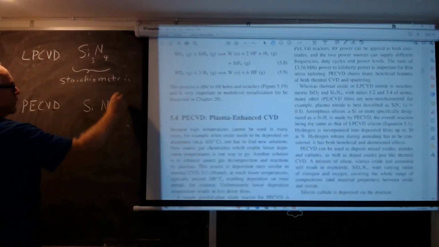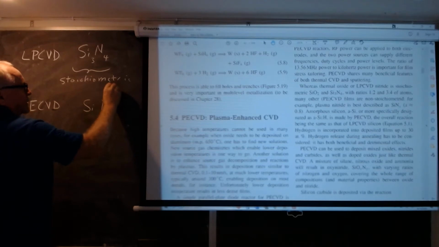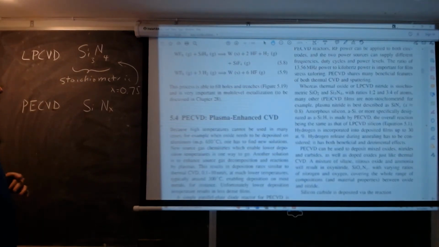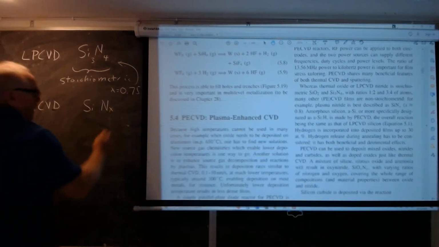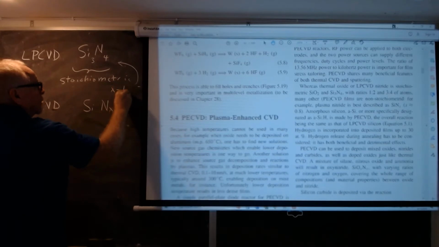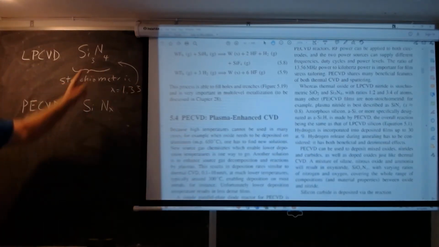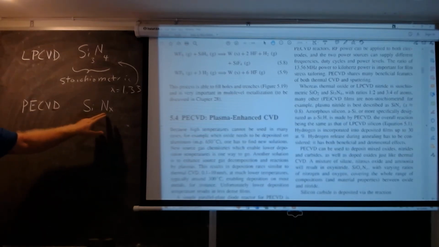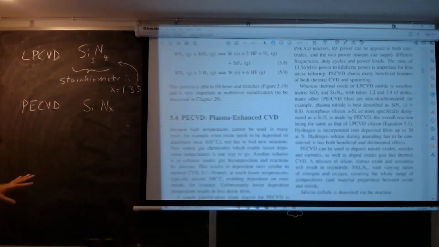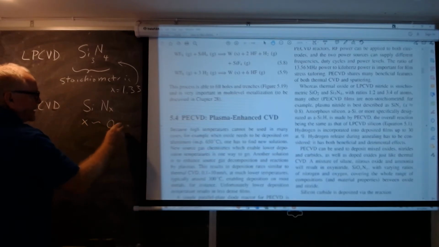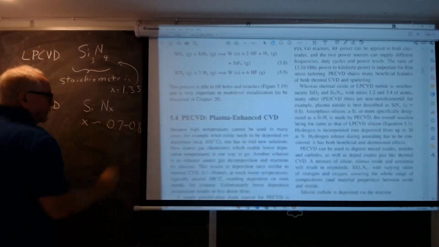X here, okay, the way to think about this is that X equals 0.75 would be stoichiometric, meaning, the other way around, X equal 1.33, ratio 4 to 3, 4/3, would be stoichiometric silicon nitride, whereas SiNx in PECVD you can vary all over the place, but basically X tends to be around like 0.7, 0.8.